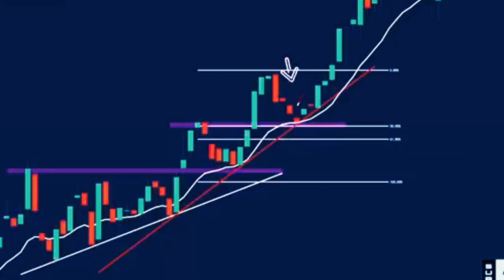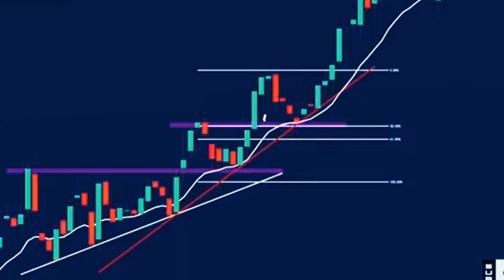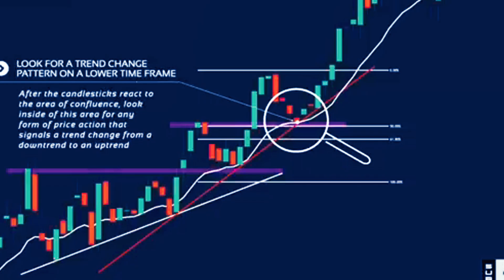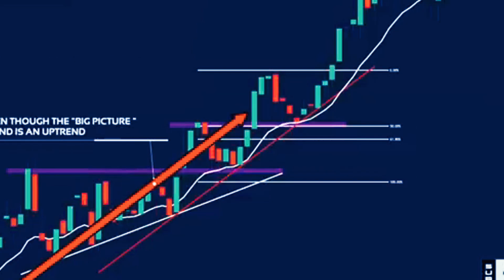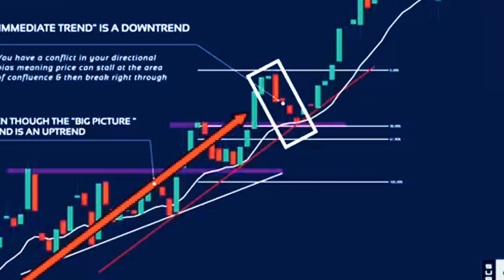As price came back down to this level, you had multiple perfect long wick candles reacting to the area of confluence. So after you had the candles reacting to the area of confluence, you need to look inside of the candles and inside of this area to find price action that signals a trend change from a downtrend to an uptrend. Because even though this is a strong moving uptrend here, this here is a short-term downtrend, meaning price can stall at the area of confluence and then break right through, triggering a larger trend change.